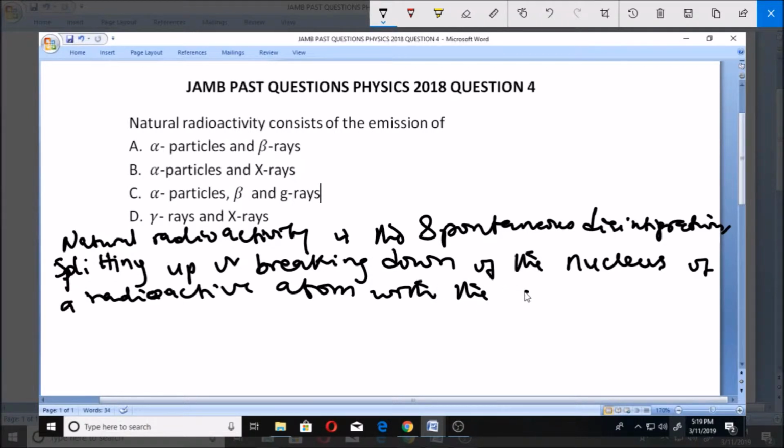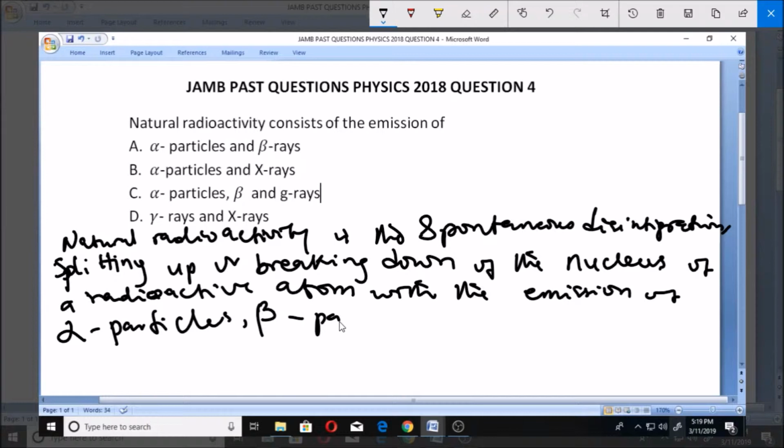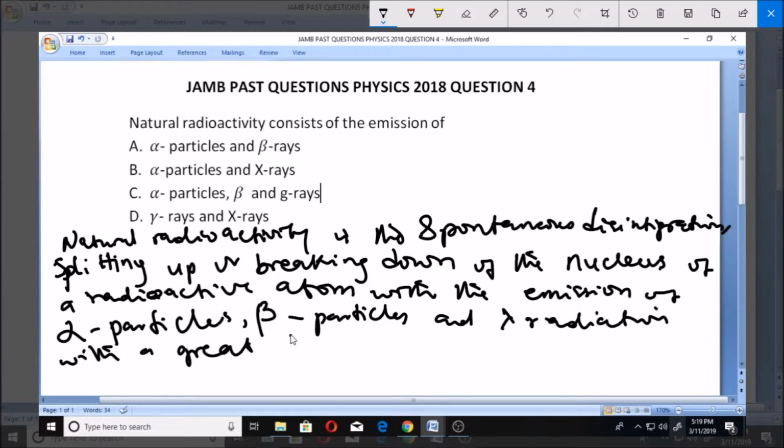with the emission of alpha particles, beta particles or rays, and gamma radiation, with a great deal of energy.